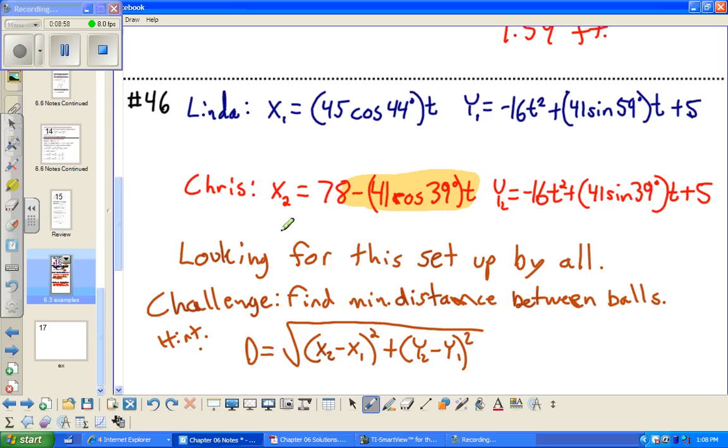thrown towards each other. To answer the problem's looking for when will the balls be closest together, or find the minimum distance between the balls. I'll say this, your hint algebraically would be to use your distance formula. Now this is going to mean plug your x sub 2 equation in, your x sub 1 equation in, your y sub 2 equation in, your y sub 1 equation in, and use your rectangular coordinate system. It's going to be a big long problem, but you've got all those equations set up. Just use x instead of t.